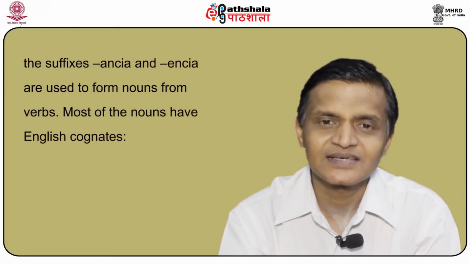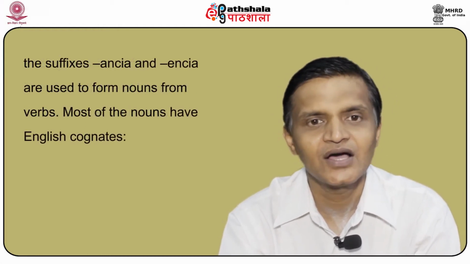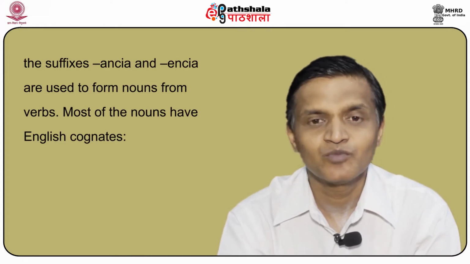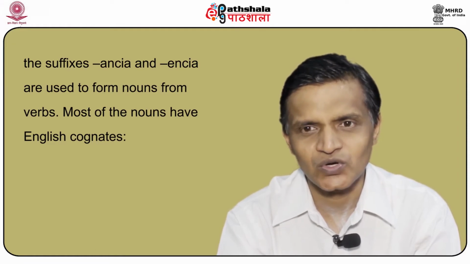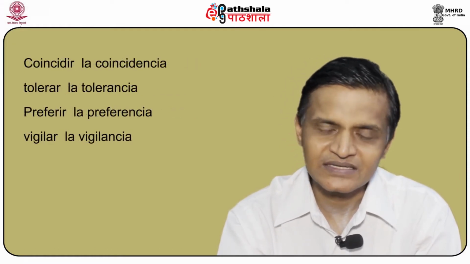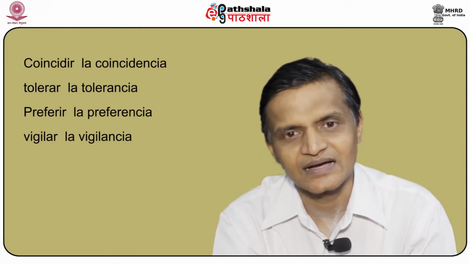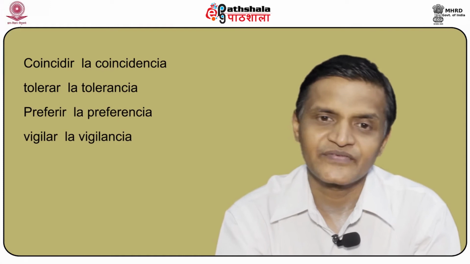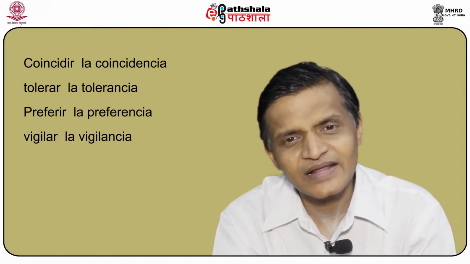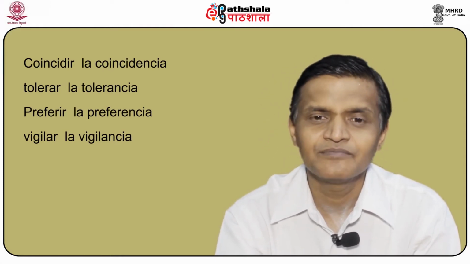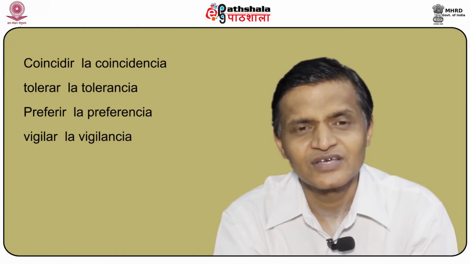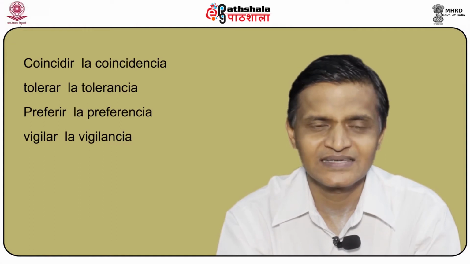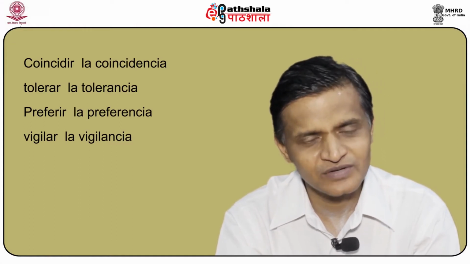The suffixes -ancia and -encia are also used to form nouns from verbs. Most of the nouns have English cognates. Coincidir becomes la coincidencia. Tolerar becomes la tolerancia. Preferir becomes la preferencia. Vigilar becomes la vigilancia. So, by using these suffixes, -ancia and -encia, we can form nouns from verbs.